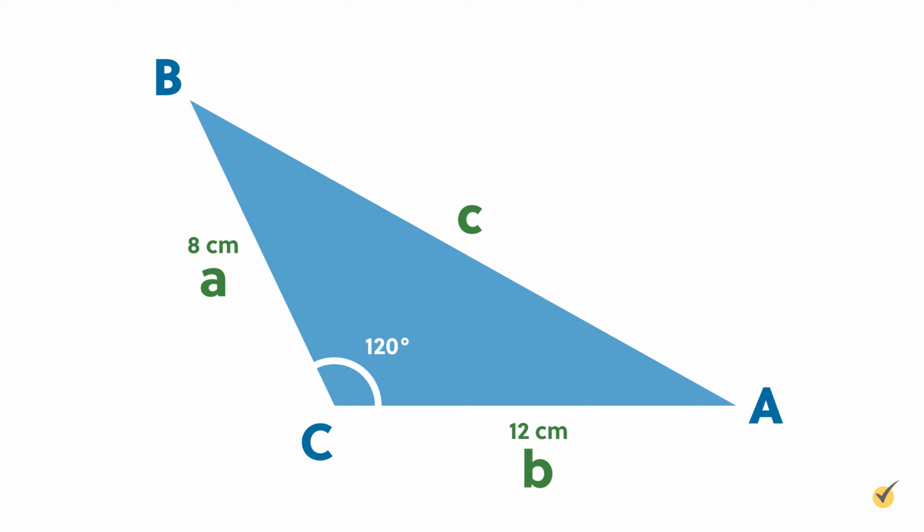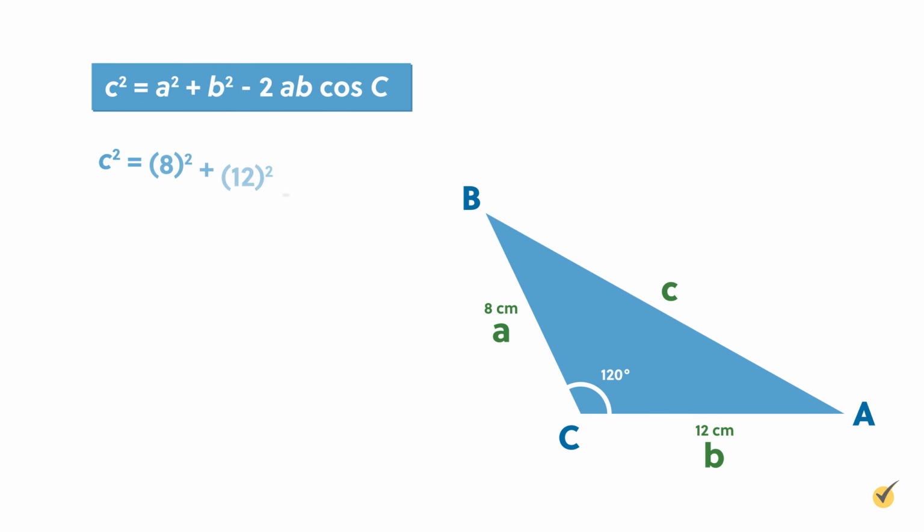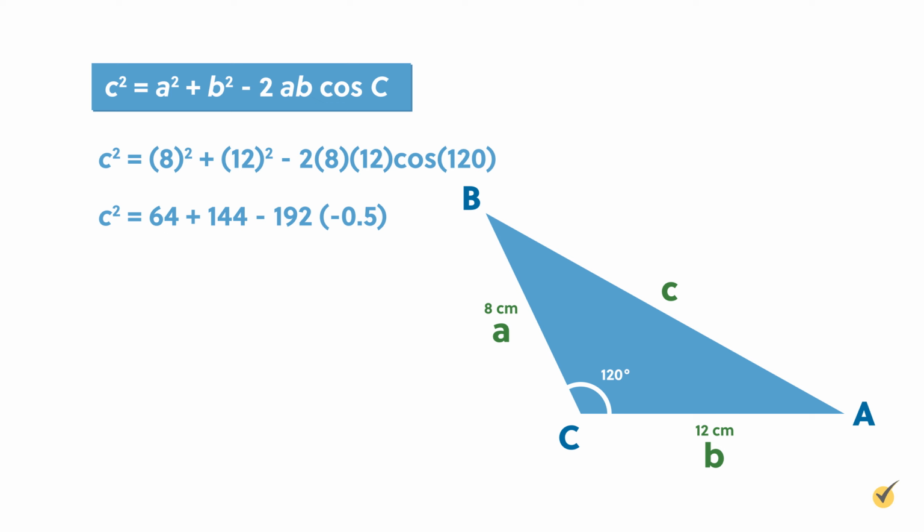Now we can go ahead and substitute the values into the law of cosines formula that we used previously. c squared equals 8 squared plus 12 squared minus 2 times 8 times 12 times the cosine of 120 degrees. Since 8 squared is equal to 64, substitute that value in. Since 12 squared is equal to 144, substitute that value in as well. Then we know that 2 times 8 times 12 is equal to 192. Finally, the cosine of 120 degrees is equal to negative 0.5.